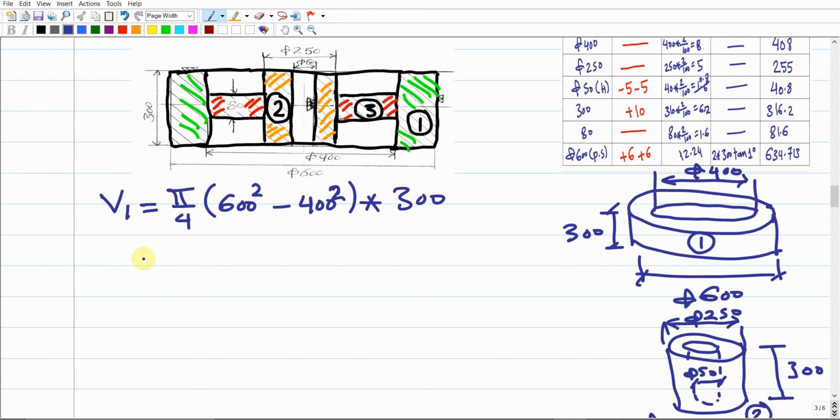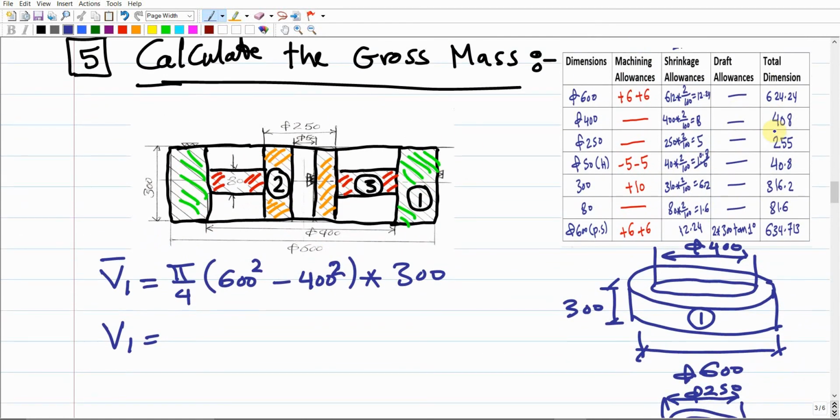But the volume of the casting that we actually need, we can call V1 bar, and the V1 that we really need, you have to come up with the equivalent values, the new values of these dimensions from this table. As we mentioned, any dimension that we get from the final product should be converted into its equivalent value. So here, for example, like the 600.